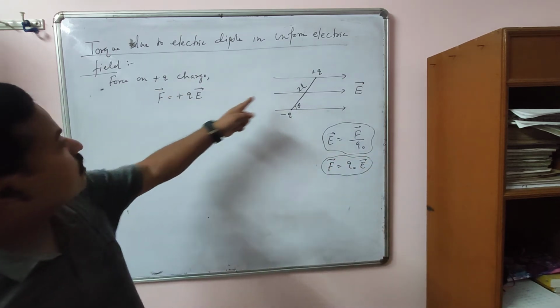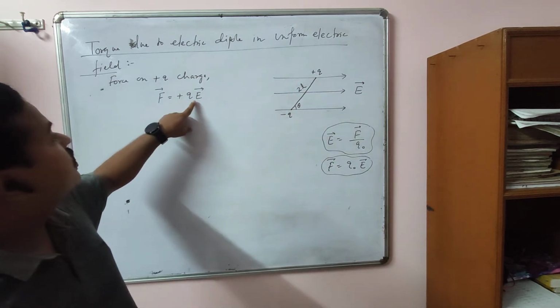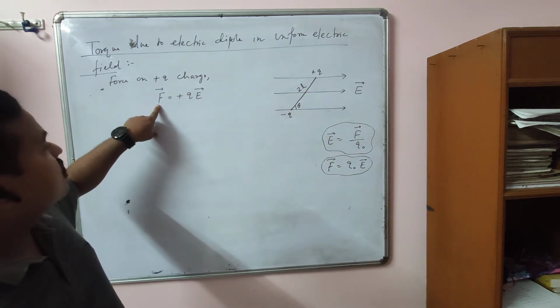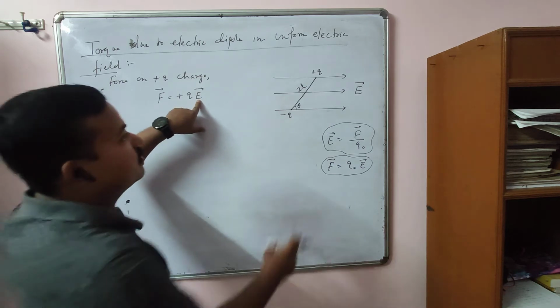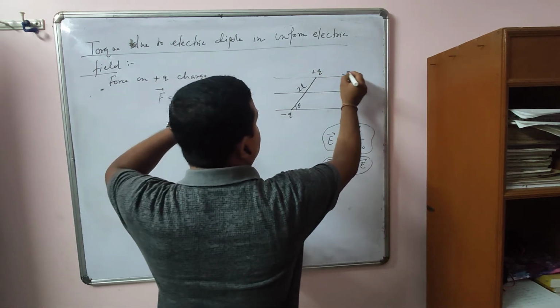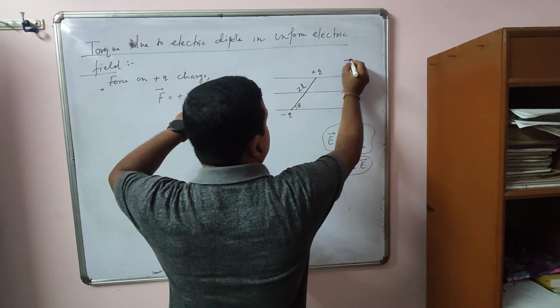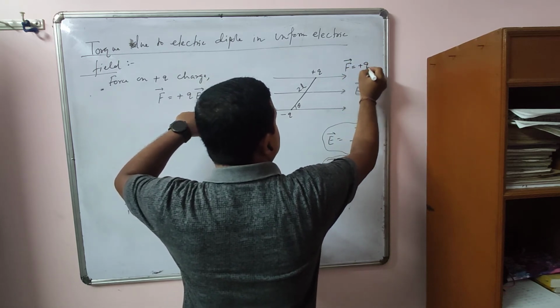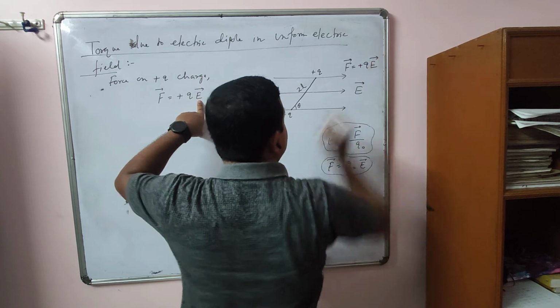So the force on this charge will be qE. You know the direction? Direction of F is what? Towards the electric field. So this charge experiences the force in the direction of electric field. So it is this direction. So F is equal to plus qE, in the direction of electric field.